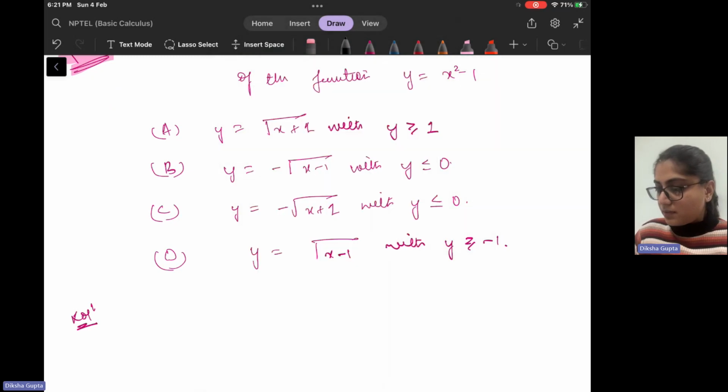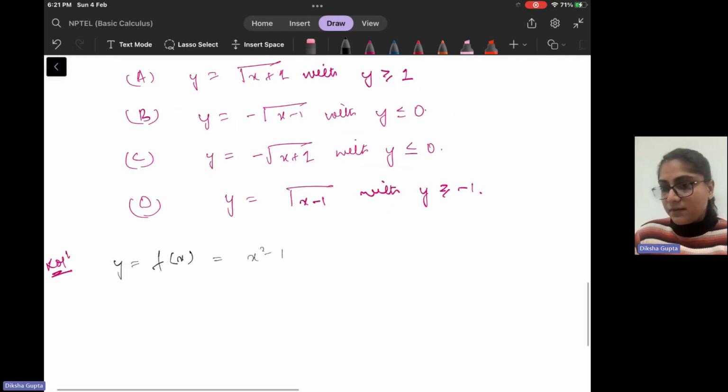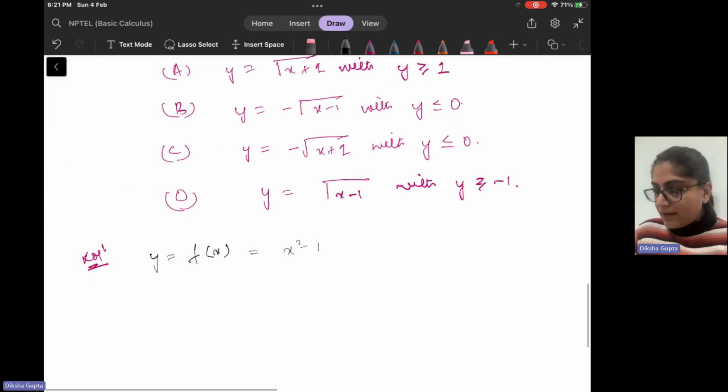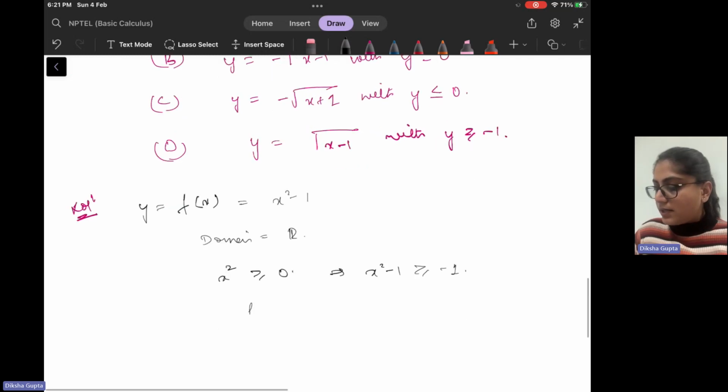Now see what is the function. So our function y is given to be x square minus 1. So what is the domain of the function? It is defined for all x in R. And range is, x square is always positive, implies x square minus 1 is always greater than or equal to minus 1.